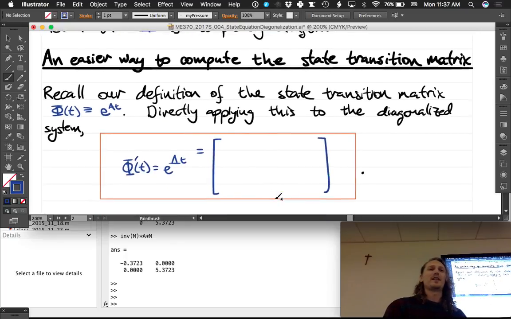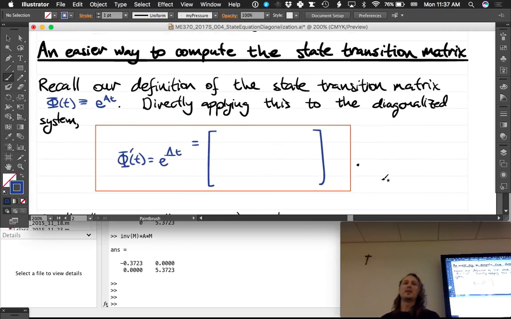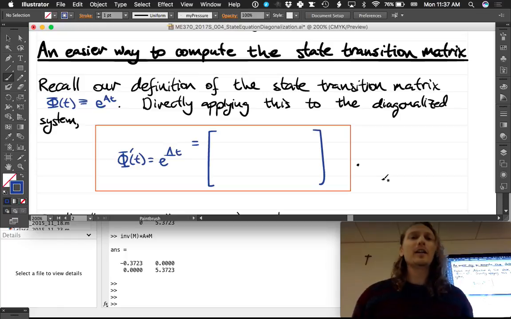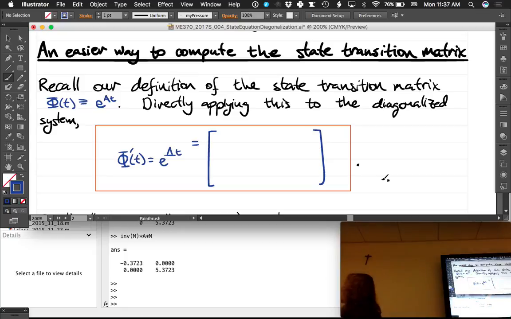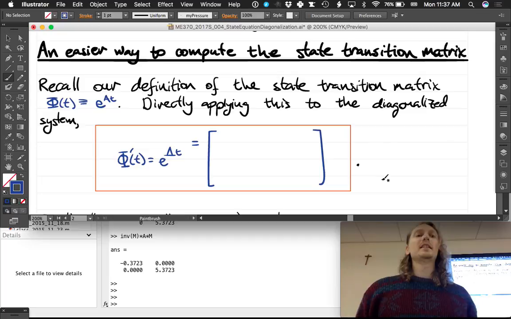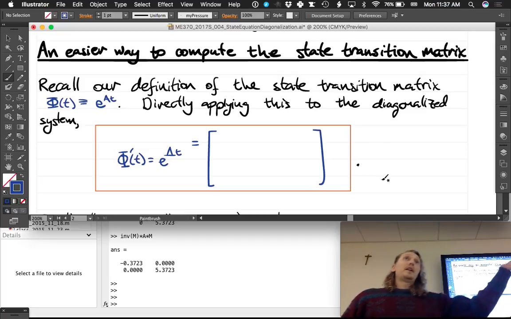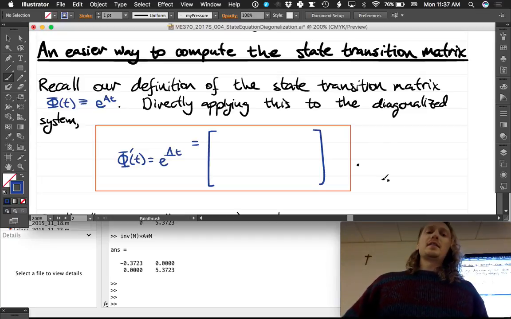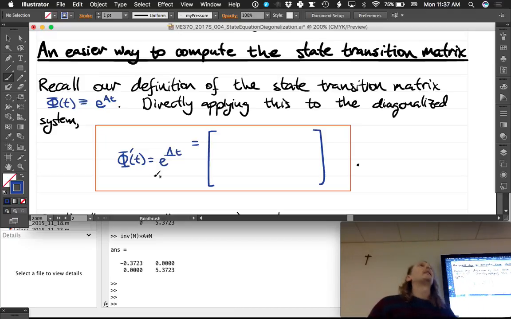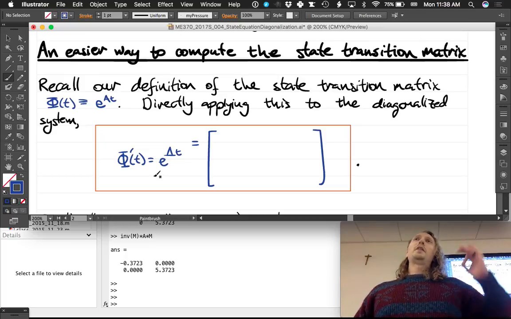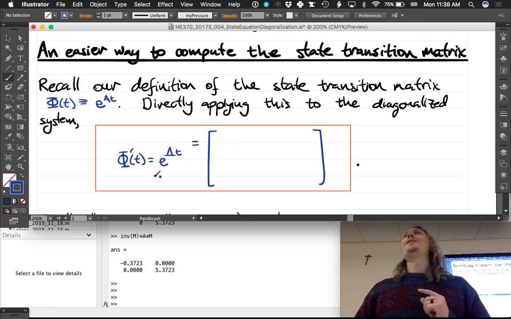Okay. So here's an easier way to compute the state transition matrix. Recall our definition of the state transition matrix: phi of t is equal to e to the At. Now, directly applying this to the diagonalized system, because our new A matrix is just lambda, phi prime is equal to e to the lambda t. Now, here is a property of matrix exponentials that you may not know.